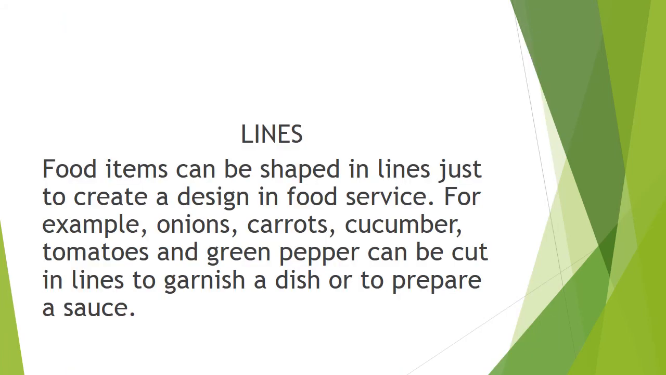My learners, we left lines out in the application of elements of design in meal preparation. Now, food items can be shaped in lines just to create a design in food service. For example, onions, carrots, cucumbers, tomatoes, and green peppers can be cut in lines to garnish a dish or to prepare a sauce.